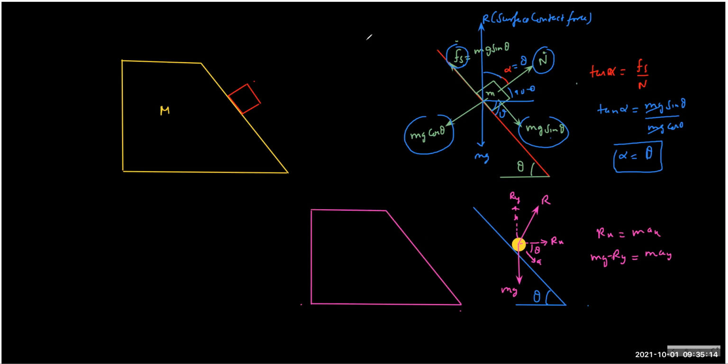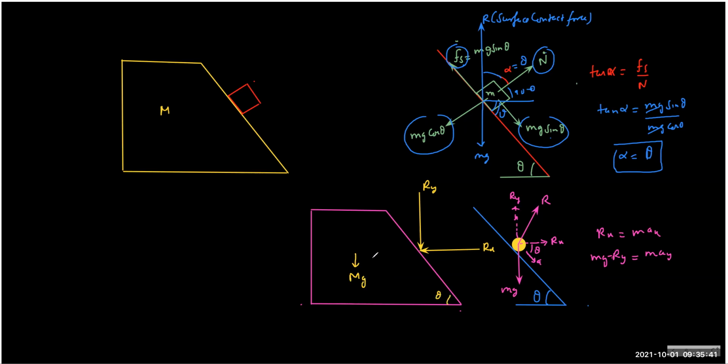If you do the FBD of the wedge, it looks something like this. Rx, the reaction force, will act like this. The Ry will act downward, something like this. And the other force, if you draw for the wedge itself, is the gravity of the wedge.